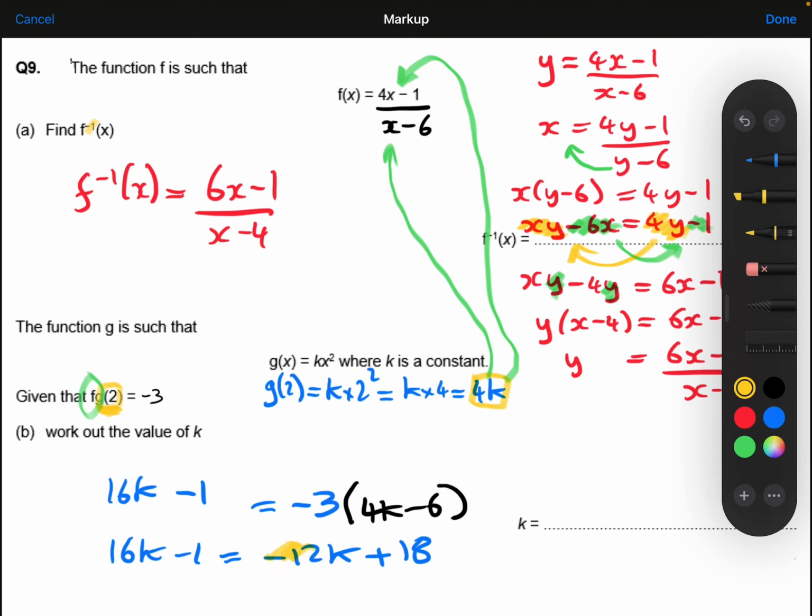I'm then going to add 12k to both sides. And whilst I'm at it, I'm also going to add 1 to both sides to get 28k, that's the 16k plus the 12k, is equal to 18 plus 1. Divide both sides by 28, and I find that my value of k is 19 over 28, and that's how I'm going to leave my answer.